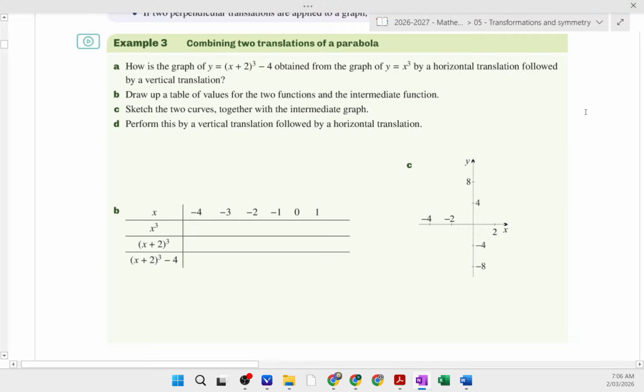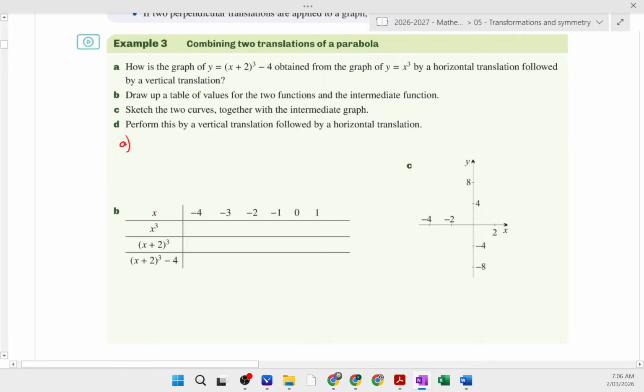Example 3. Combining two translations. So in other words, we're going to have a shift up and down and left and right, so horizontal and vertical translation. How is the graph of y equals (x plus 2) cubed minus 4 obtained from the graph of y equals x cubed by a horizontal translation followed by a vertical translation? So let's have a look at that.